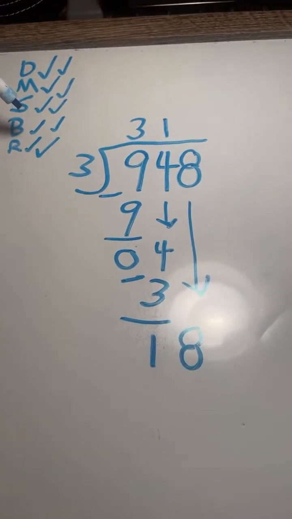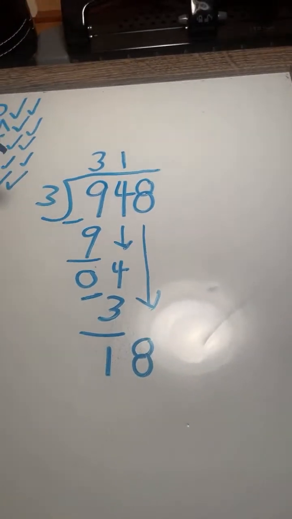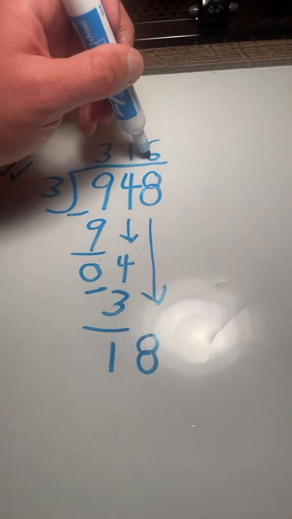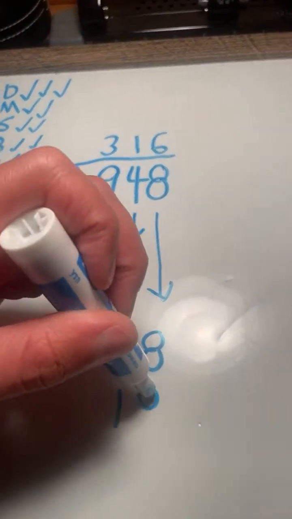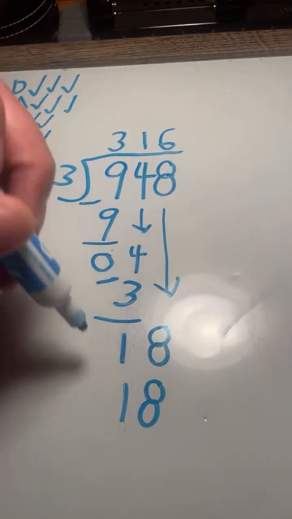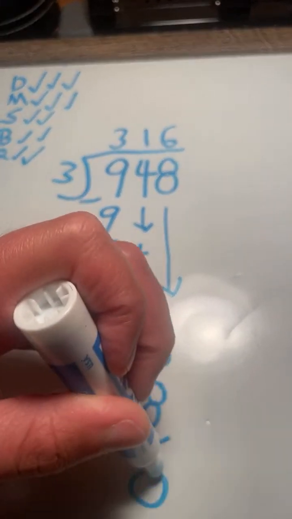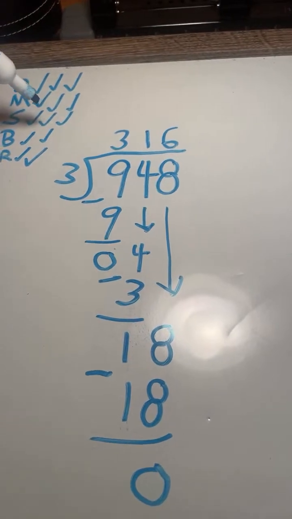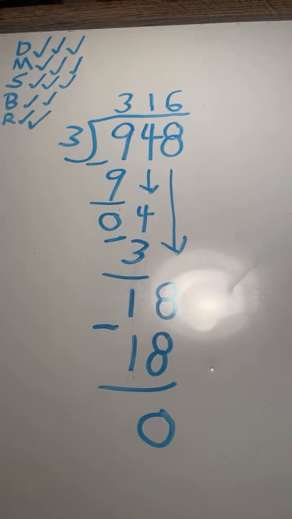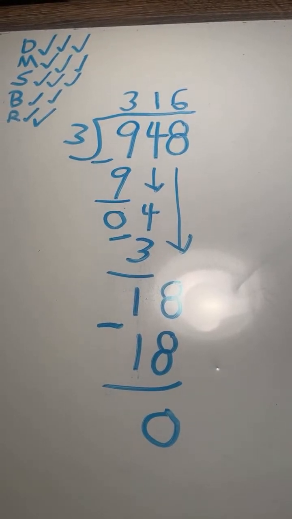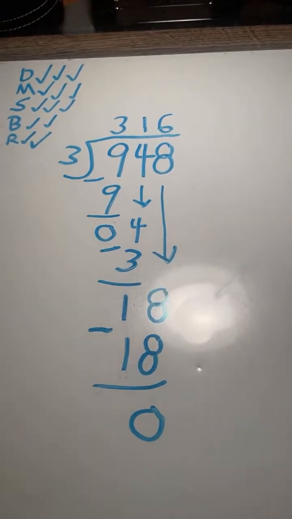Then we repeat a final time. 18 divided by 3 equals 6. Next, we multiply. 6 times 3 equals 18. Next, we subtract. 18 minus 18 equals 0. No more numbers to bring down, nothing to repeat. And we have our final answer. 948 divided by 3 equals 316.